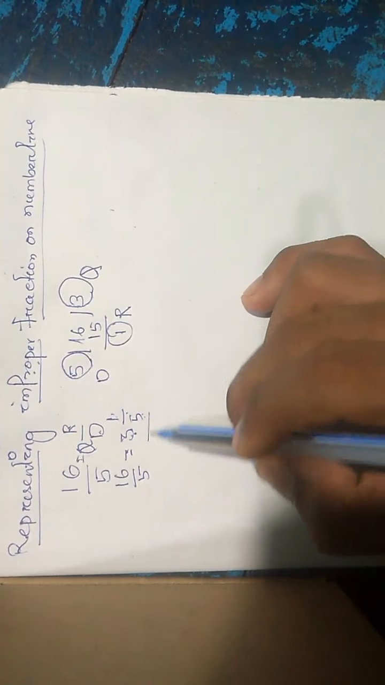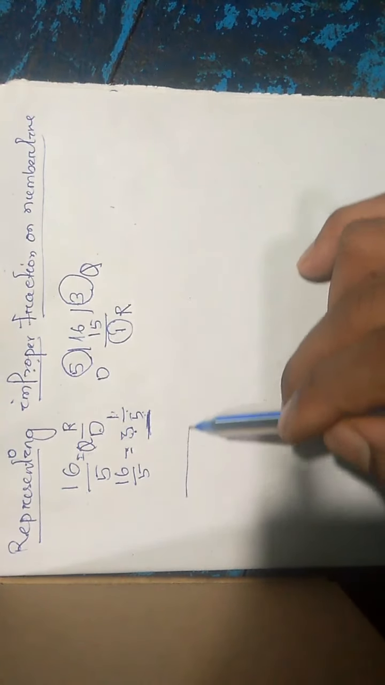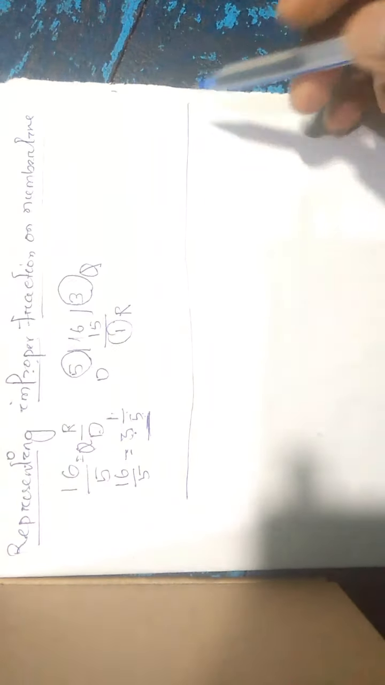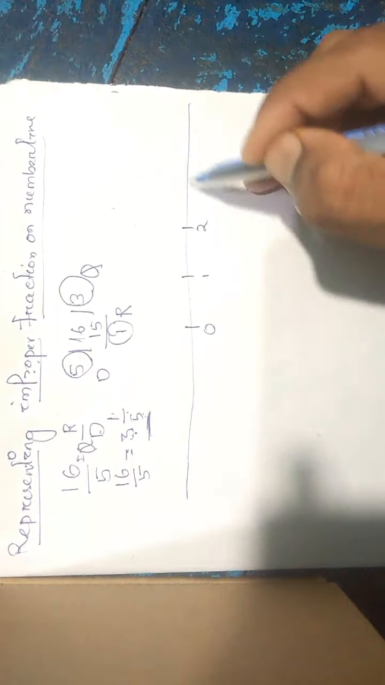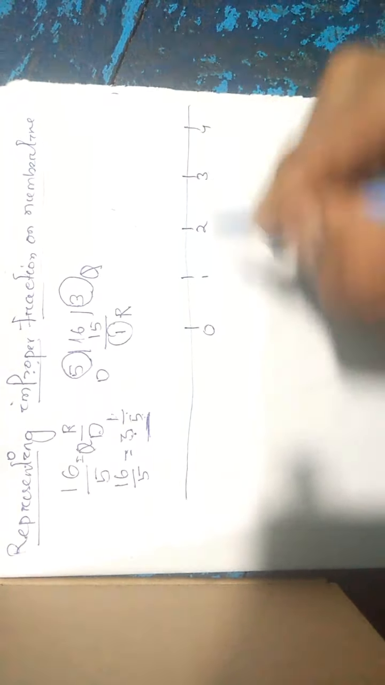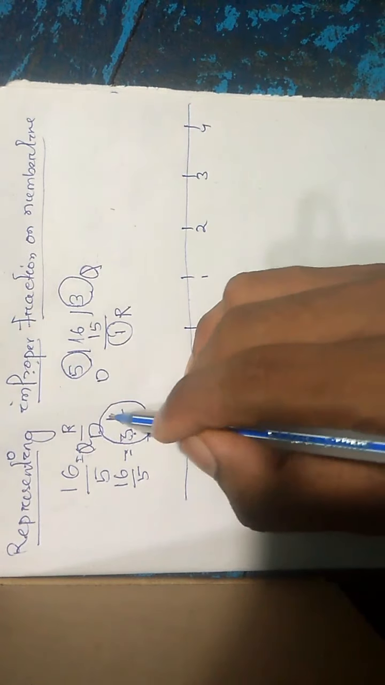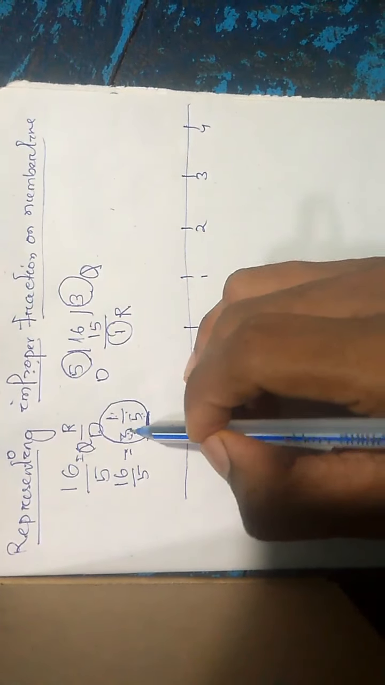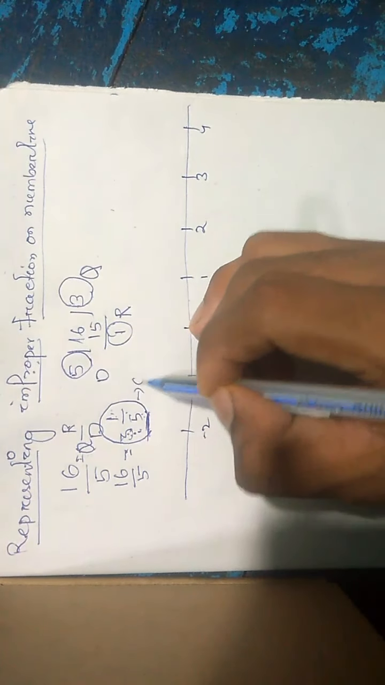We have to represent this mixed fraction on the number line. How? First we draw the number line. This is 0, this is 1, this is 2, this is 3, this is 4. Now what is the meaning of 3 whole 1 by 5? It means this number is greater than 3.